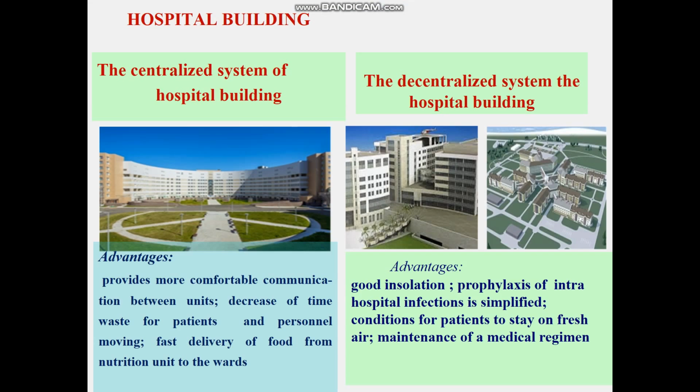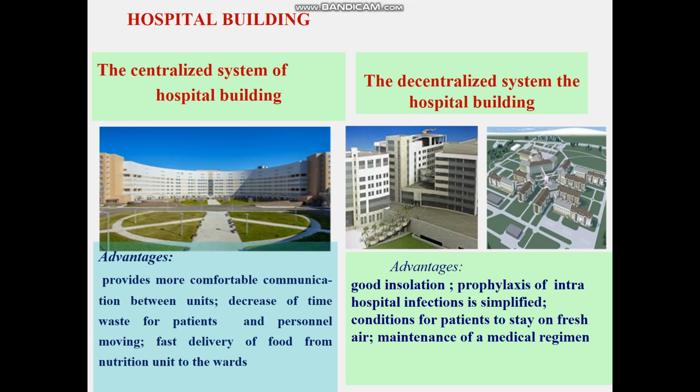The centralized system is characterized by location of the main units in one multi-story corpus or in several interlocked buildings. In this system, the pathology-anatomic units, polyclinic, economic, and administrative corpus are usually placed in independent buildings. Advantages of the centralized system of building: more comfortable communication between units, decreased time waste for patient and personnel moving, and fast delivery of food from the nutrition unit to the wards.